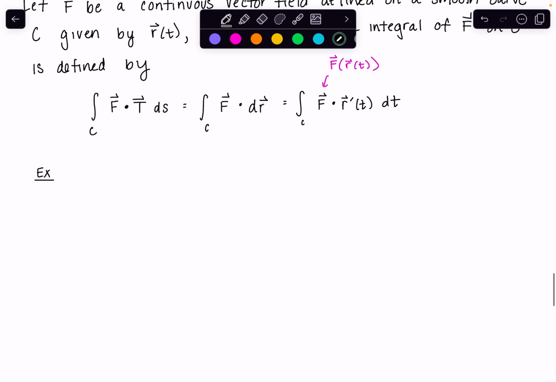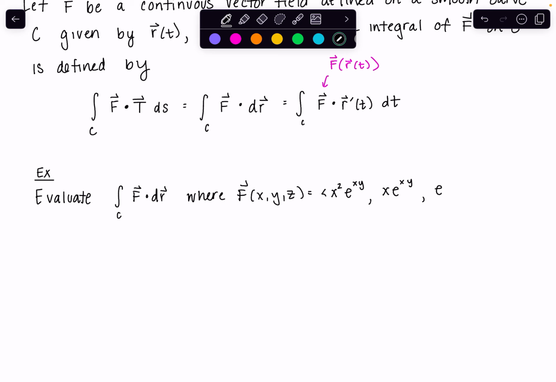We are going to evaluate the line integral of F dot dr, where F of x, y, z is given by x squared e to the xy, x e to the xy, and then e to the z.